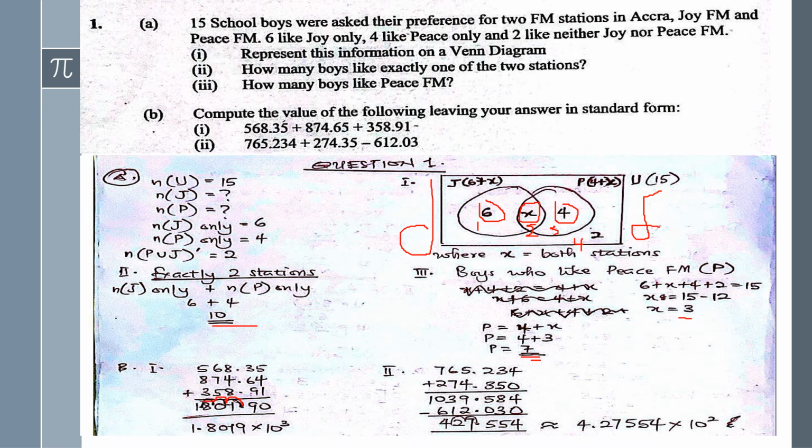And then II is also a simple operation where you are going to add and subtract 612.03 from the result that you get. So in this case, you add the first 2 addends and then you subtract the subtrahend from the result, and then you have 427.554. You round it and leave it in standard form, and you have your answer as 4.27554 times 10 raised to the power 2.